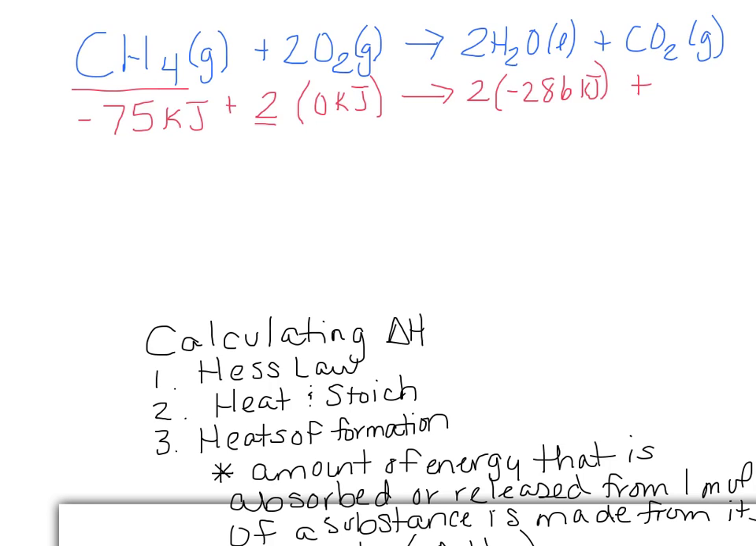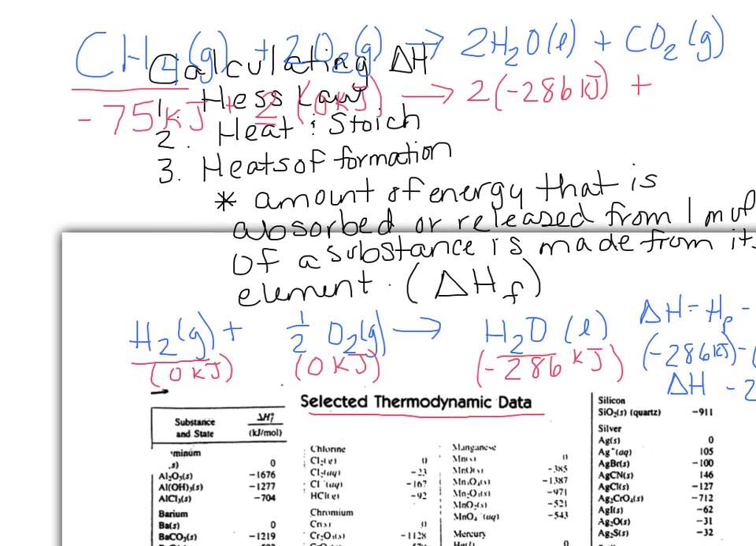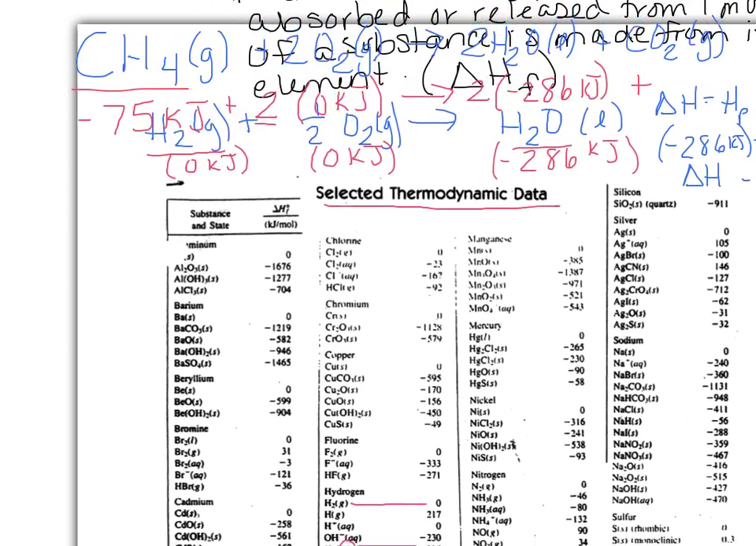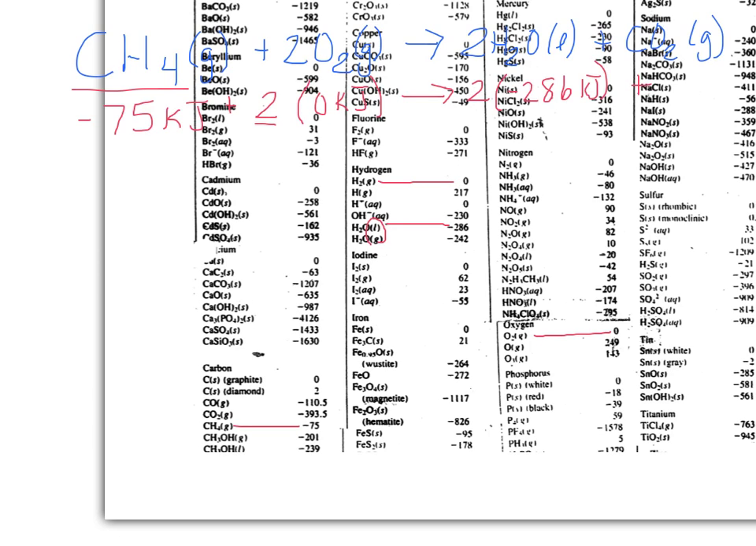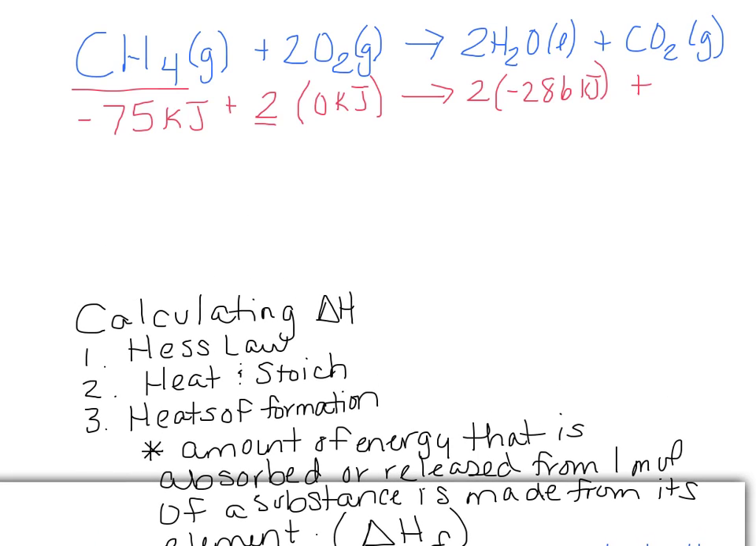Then we also have CO2, which we need to look up in our table. So let's go down and find CO2. We're looking for CO2 gas. Here we go. It's negative 393 and a half. So going back up to our work, we're going to add 393 and a half, negative kilojoules. We are back to where we were before, so we're going to calculate delta H.